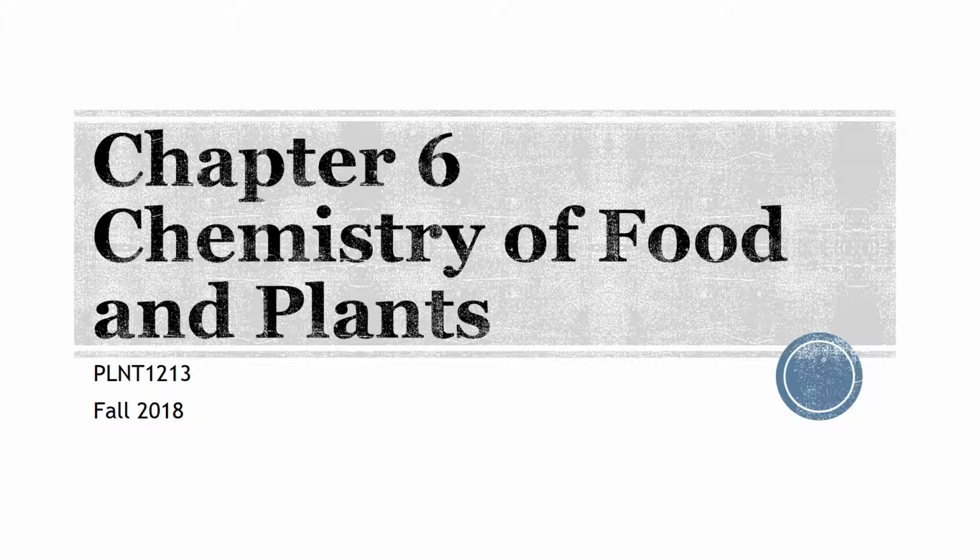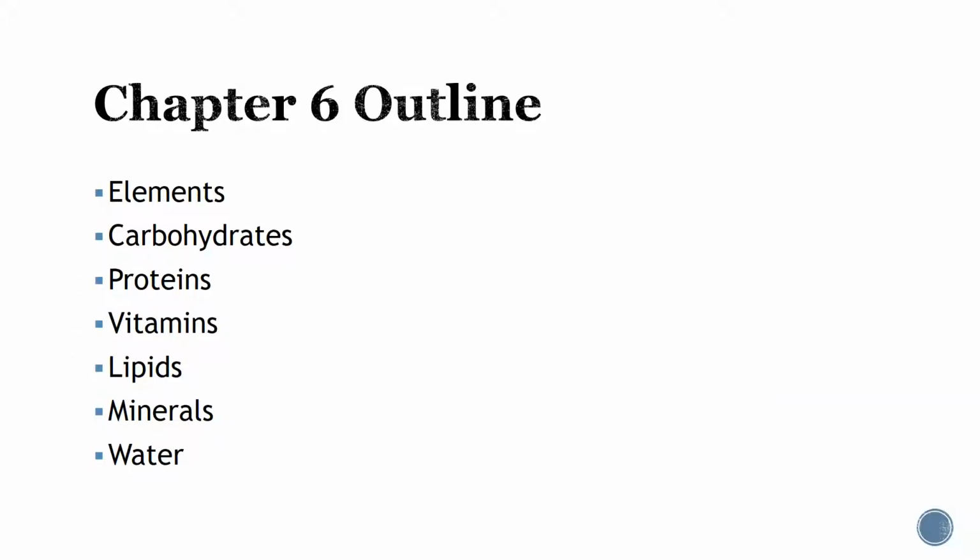Welcome to Chapter 6. This chapter is all about chemistry of food and plants, so here we go. We're going to look at anything from minerals to vitamins to elements, carbs, water, protein. We're going to look at all of it and how it's interacted with the food that we grow.